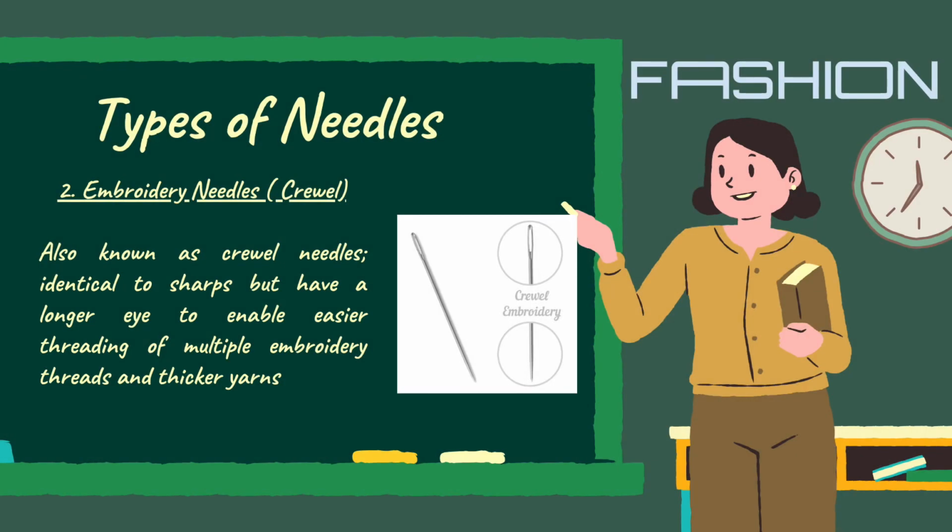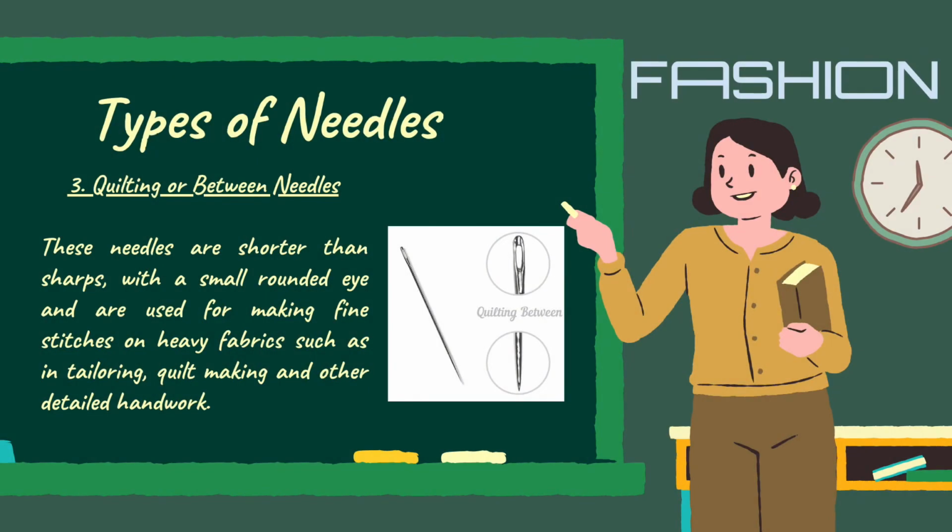Second, we have embroidery needles, also known as scroll needles. They are identical to sharps, but have a longer eye to enable easier threading of multiple embroidery threads and thicker yarn. Third, we have quilting or between needles. These needles are shorter than sharps, with a small rounded eye, and are used for making fine stitches on heavy fabrics such as in tailoring, quilt making, and other detailed handwork.